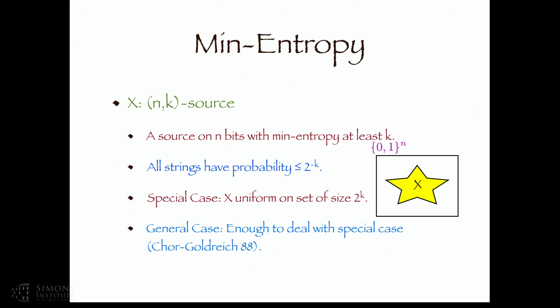There is a work of Chor and Goldreich which shows that any general n, k source is a convex combination of these flat sources. So it's enough to deal with the special case of sources which are uniform on some unknown subset. All right, so n, k sources are distributions on n bits with min-entropy at least k.